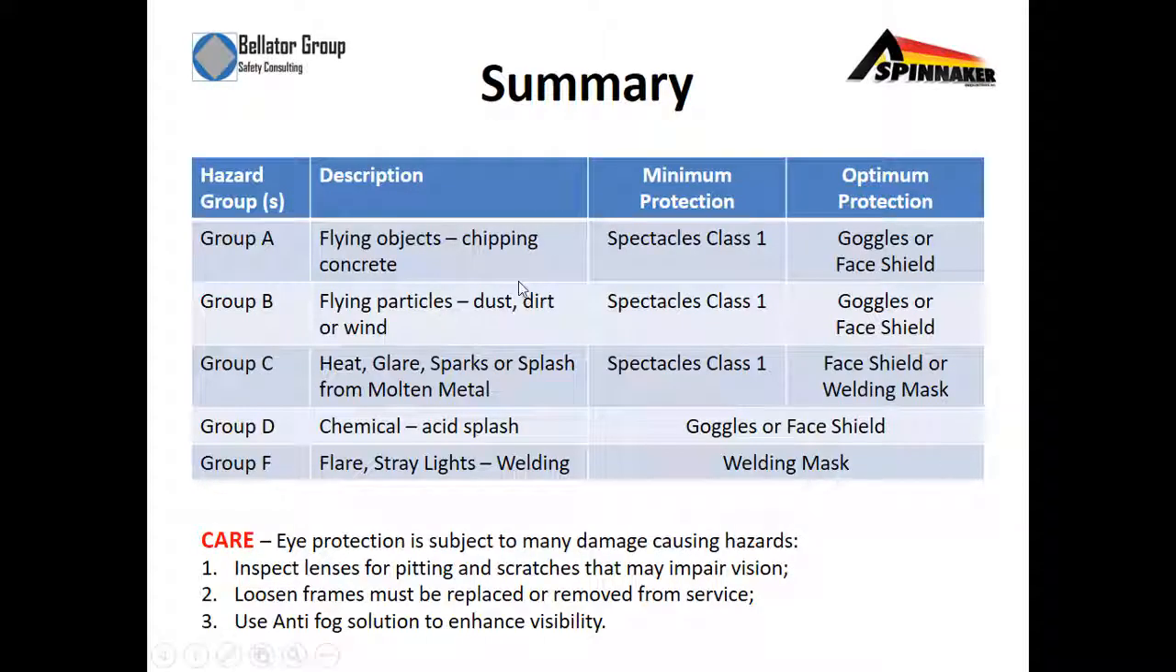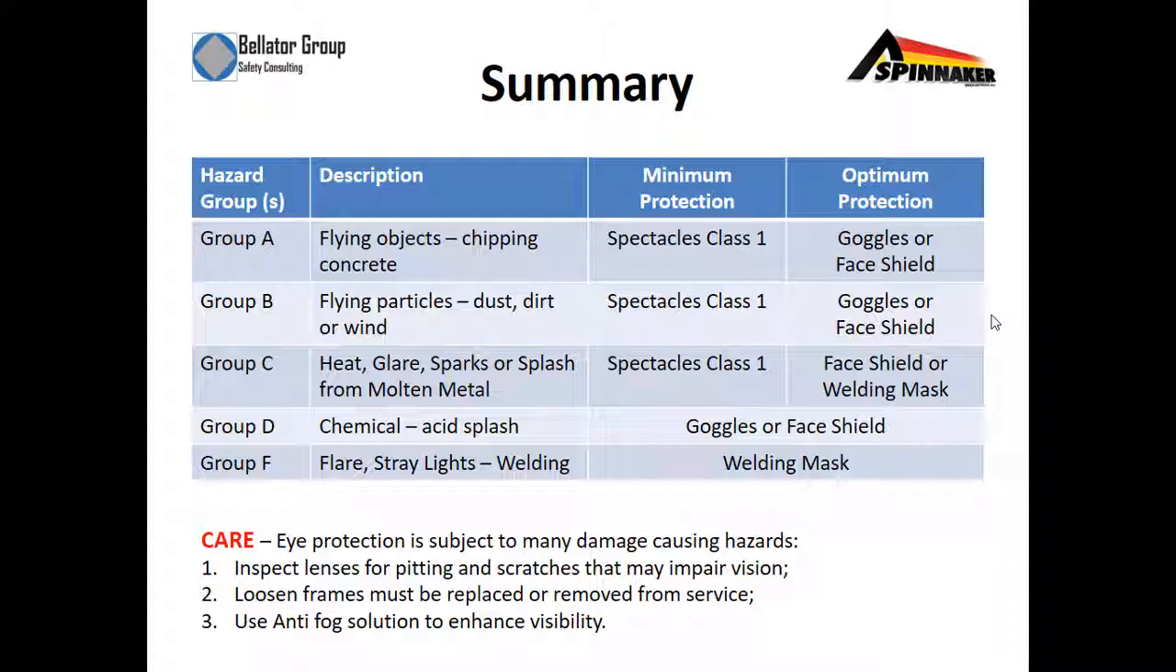When it comes to flying particles, such as concrete, you want to use your spectacles for minimum protection, or for optimal protection you want to use either goggles or a face shield. When it comes to flying particles such as dust, dirt, or wind, again, your spectacles class 1 will provide the minimum protection, but for optimal protection you might want to refer to your goggles or your face shield. When it comes to heat, glare, sparks, or splash from molten metals, you want to either use your spectacles class 1 for minimum protection, or for optimum protection you want to refer to a face shield or a welder's mask. When it comes to chemicals such as acids or the splashback effect, goggles and face shields work best. And lastly, for flares, light, or welding, you want to refer to your welding mask.